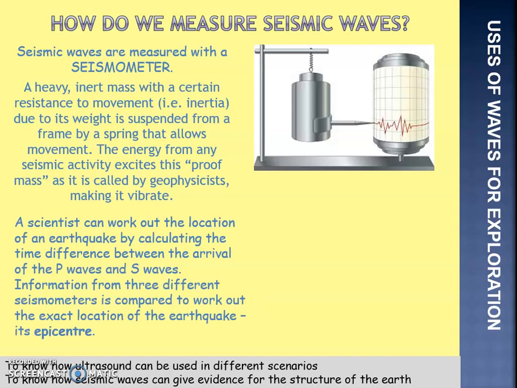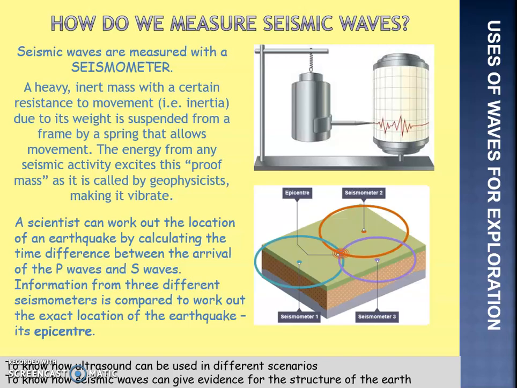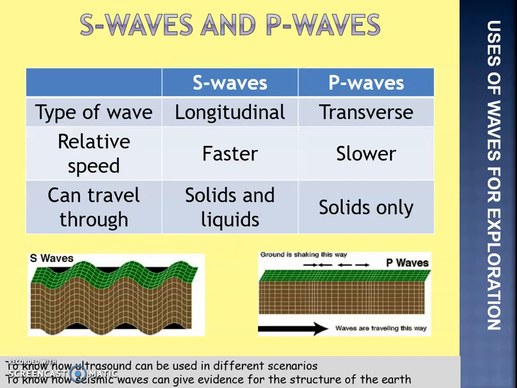Scientists can work out the location of an earthquake by calculating the time difference between the arrival of the P waves and the S waves. Information from 3 different seismometers is used to work out the exact location of the epicenter, such as that. So there's the difference between the waves.